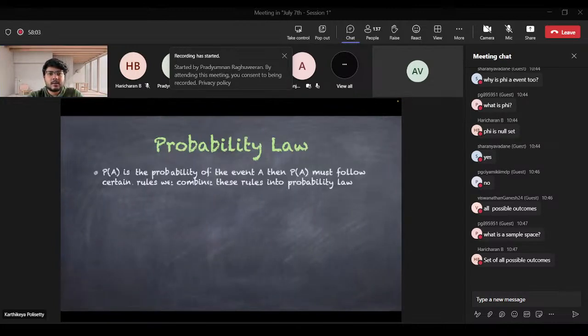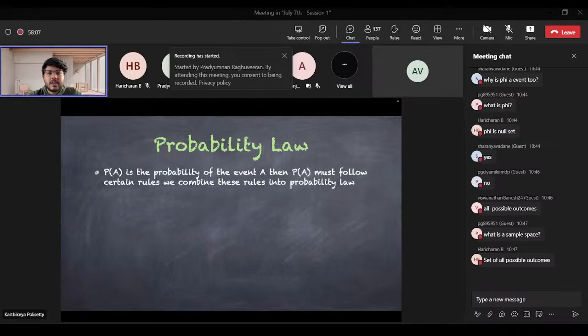Probability law. P of A is the probability of event A, then P of A must follow certain rules. We combine these rules into probability law. Non-negativity. For any event A, P of A must be greater than or equal to 0. The probability of any event should be non-negative. It can be either 0 or greater than 0.